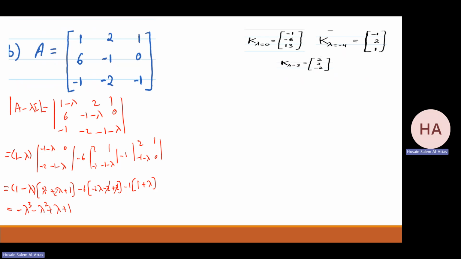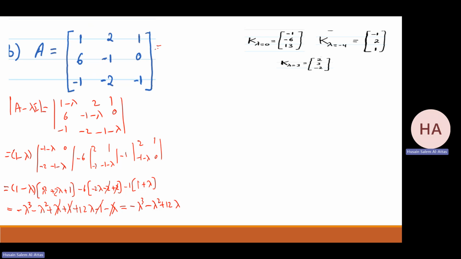Is it? Lambda cube. Lambda square will come from where? 1 minus 2 minus lambda square. Lambda will come from where? Minus lambda plus 2 lambda plus lambda. Yes. And this is plus 12 lambda, minus 1 minus lambda. That will be minus lambda cube minus lambda square. This is cancelled. And this is cancelled, plus 2 plus 12 lambda.